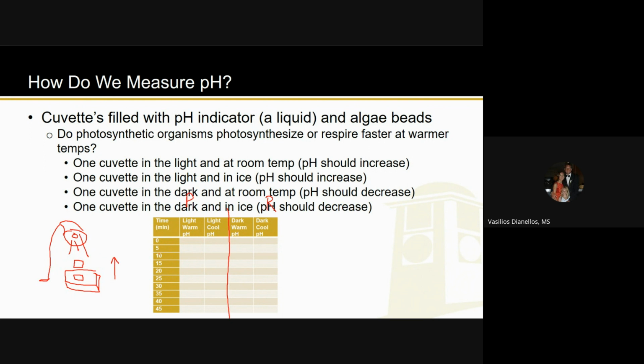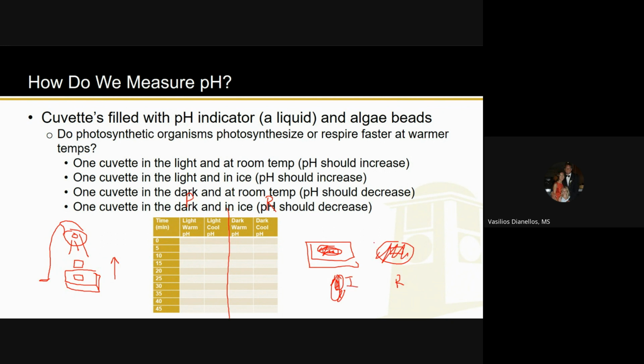And then on the other side, we're going to do the same experiment, except we're going to do it for respiration, right? So we'll have this container filled with ice, and we'll have that cuvette filled with algae beads and pH indicator, also wrapped in aluminum foil, right? So it's in the dark. And then we'll have another cuvette wrapped in aluminum foil in the dark. This one's on ice. This one's at room temperature, right? And again, whoops, I shouldn't draw that. This one's on ice. This one's room temperature.